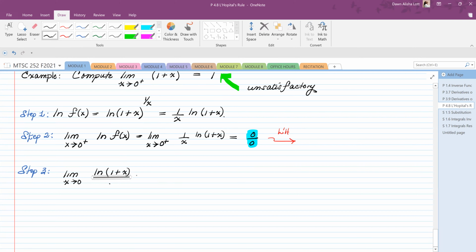x. Professor, yes. 1 over x, is that an exponent to the natural log of 1 plus x? Yes.